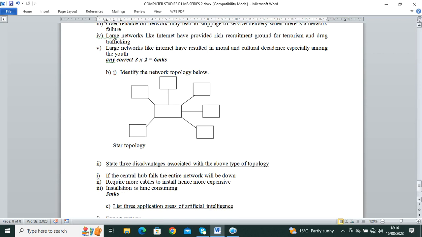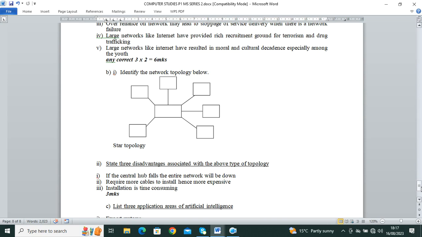So identify the network below. The answer is star topology. So also study about star topology, hierarchy, ring topology, bus topology, star like we have here, etc. Also study about logical topology, where we have token ring and Ethernet. Those ones can also be tested since they are in our syllabus.